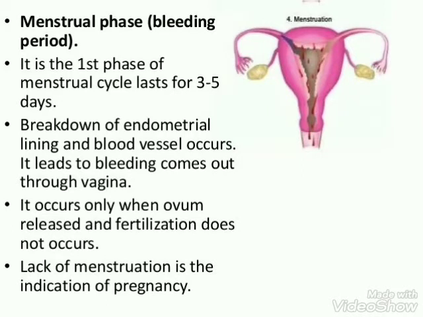The first phase of the menstruation cycle is the menstrual phase, which is commonly known as the bleeding period. It is the first phase of the menstruation cycle and lasts for 3 to 5 days. In this process, breakdown of the endometrium lining takes place along with the blood vessels. These cells of the endometrium along with the blood vessels come out of the vagina of the female in the form of bleeding. It occurs only when the ovum is released but not fertilized. Lack of menstruation is a sign or indication of pregnancy. That means if a normal female misses her period and does not have any kind of hormonal imbalance, there might be chances that she is pregnant.